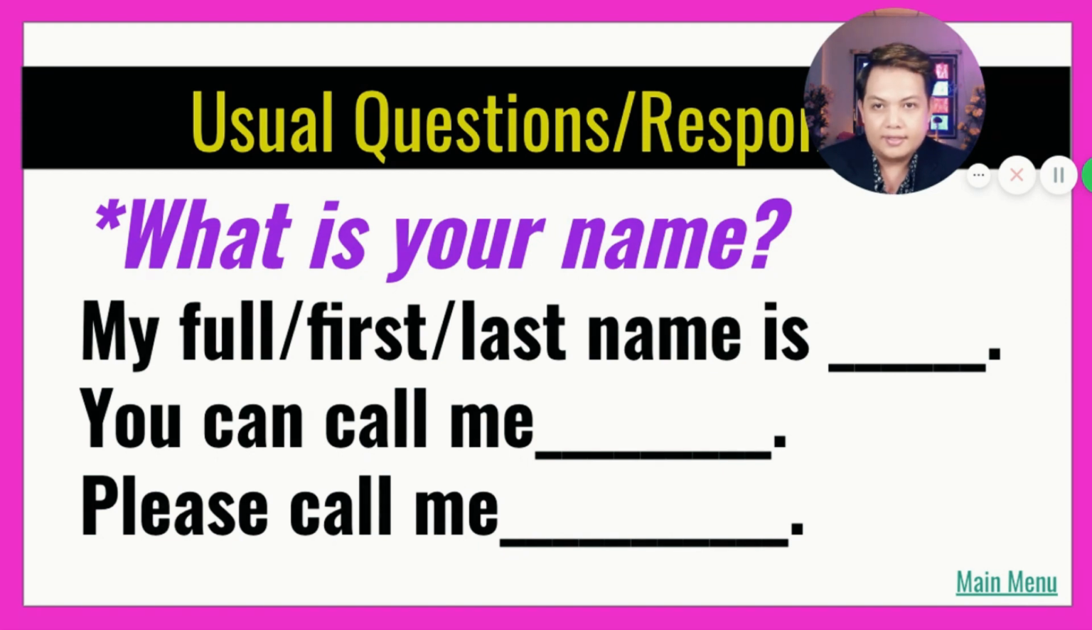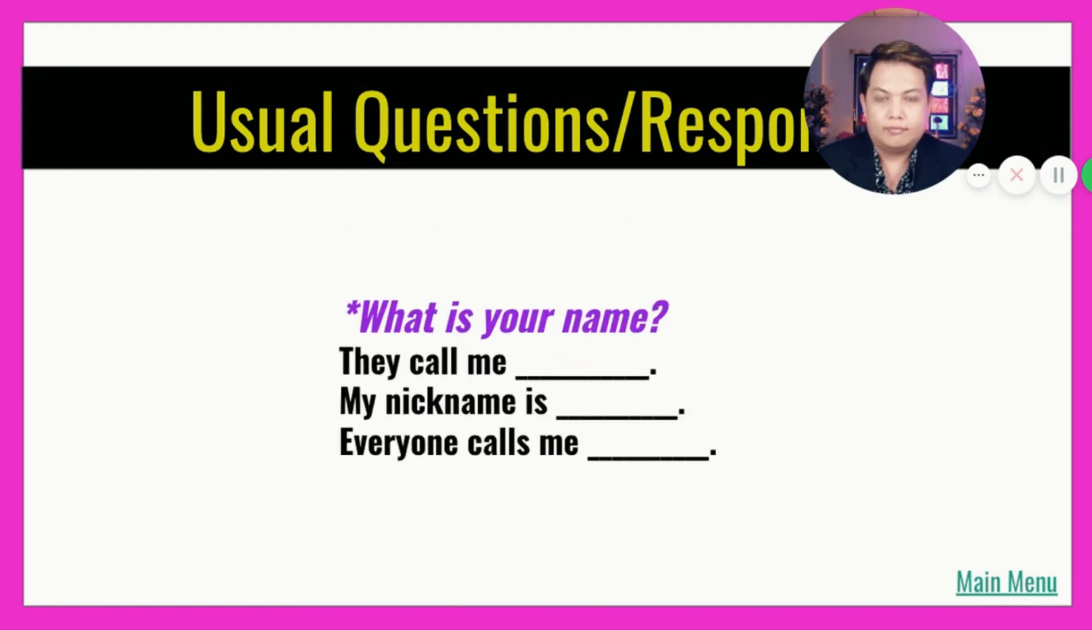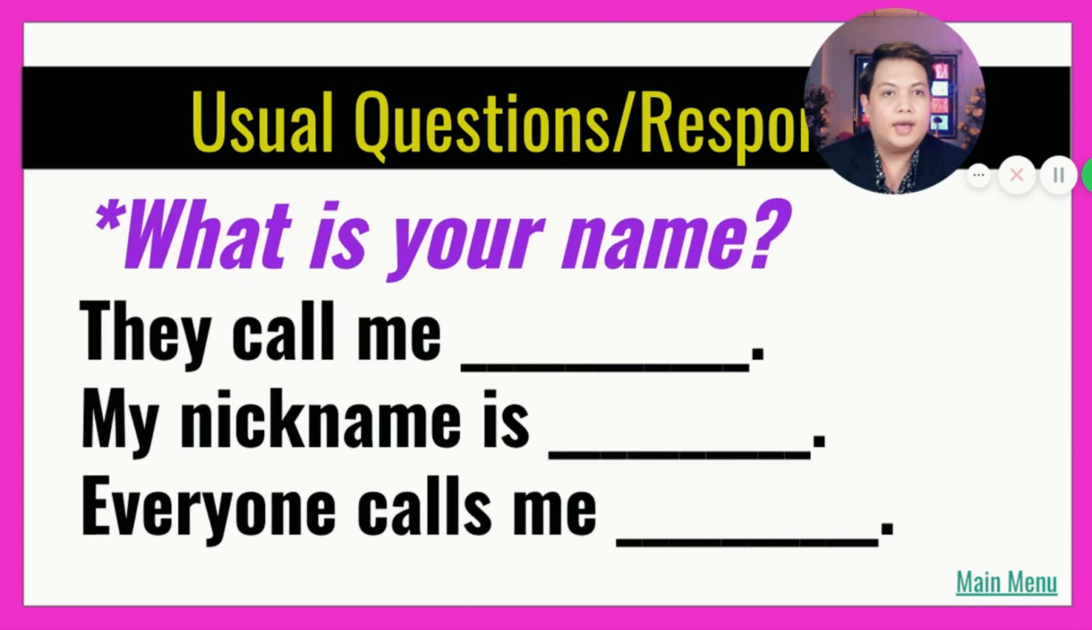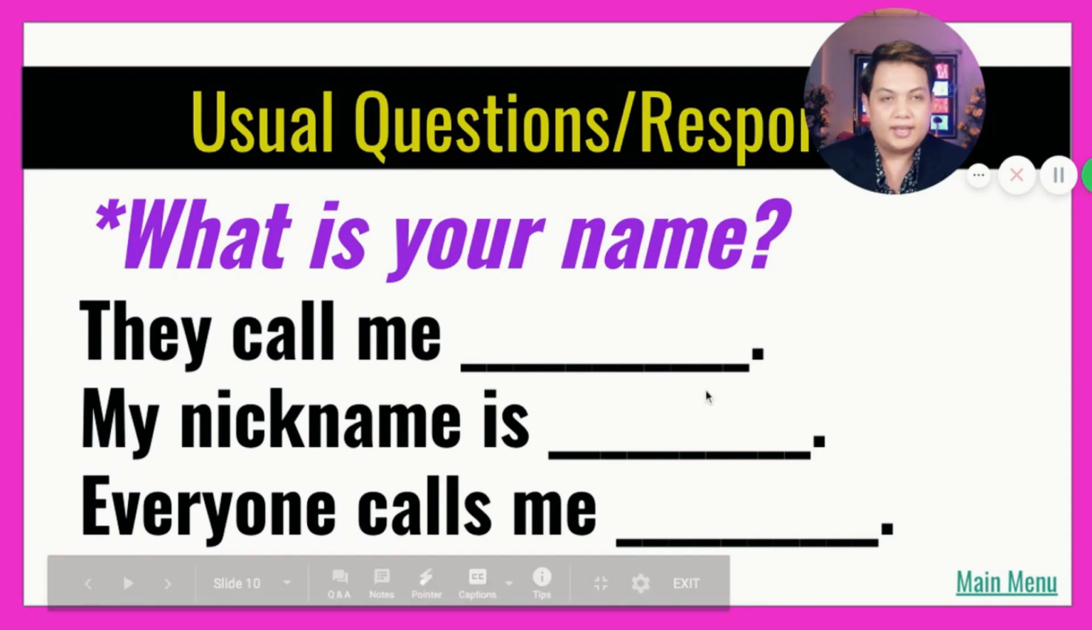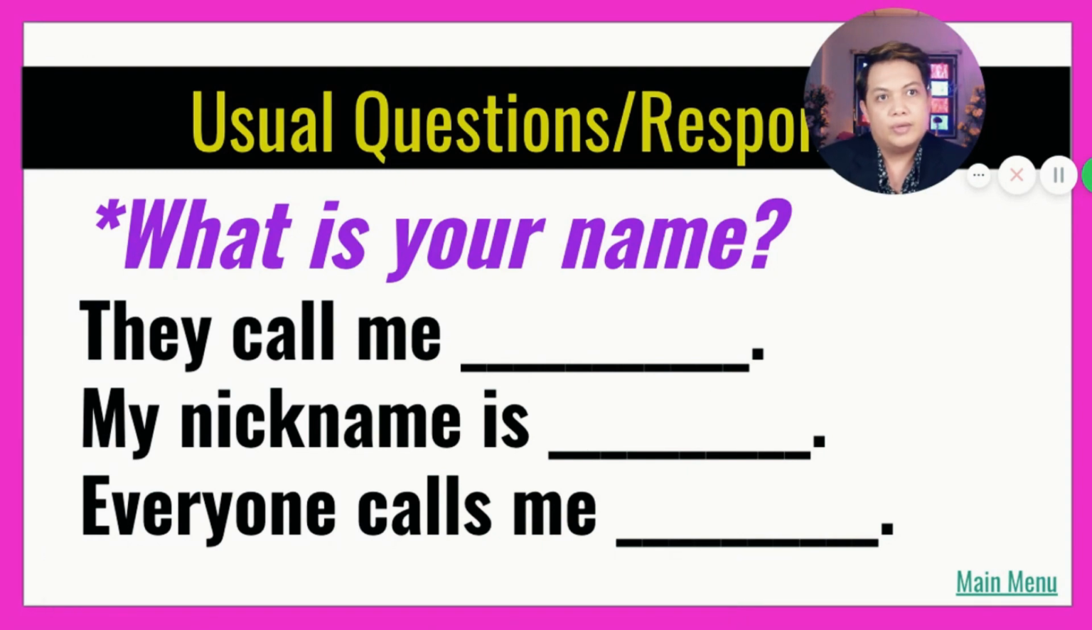Next we have this. You can answer, they call me, right? Or my nickname is Christopher, or CJ, or Chris, something like that. Or you can say, everyone calls me Chris. So this is quite informal or casual, but the previous slides, usually you use them if someone who's older than you is asking you about the information. All right?